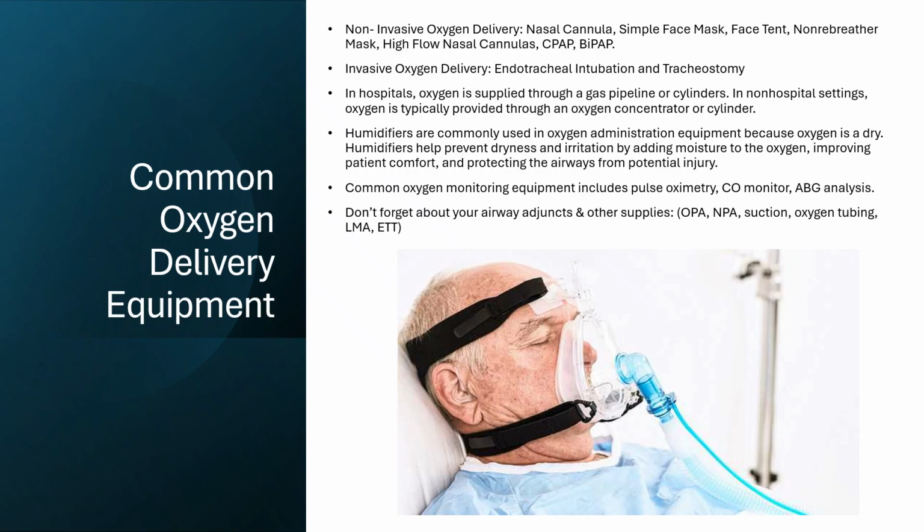Your common oxygen monitoring equipment includes a pulse ox, CO2 monitor, maybe some ABG analysis, and then don't forget about your airway adjuncts and other supplies. So like your oral pharyngeal airway or OPA, your nasal pharyngeal airway or NPA, suction, oxygen tubing, laryngeal mask airway, which is an LMA, and then like I said earlier, your ET tube or endotracheal tube. Anytime you have a patient that needs some oxygen, just make sure that you've got appropriate supplies at the bedside and that you've got all the suction and backup airways if you potentially can't get the airway or the oxygen that you are desiring.